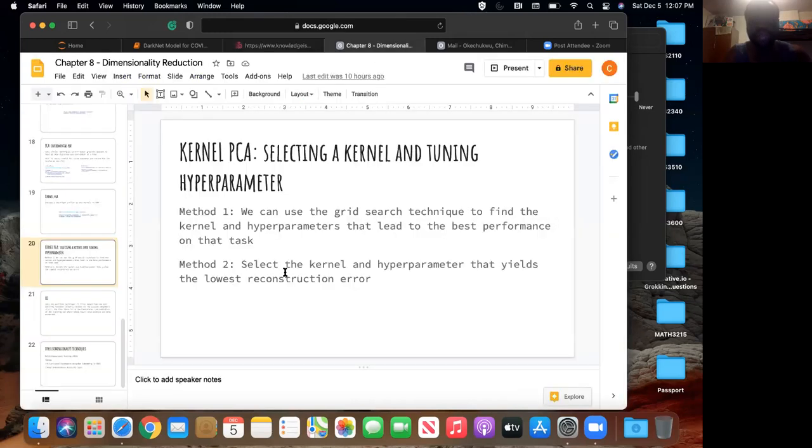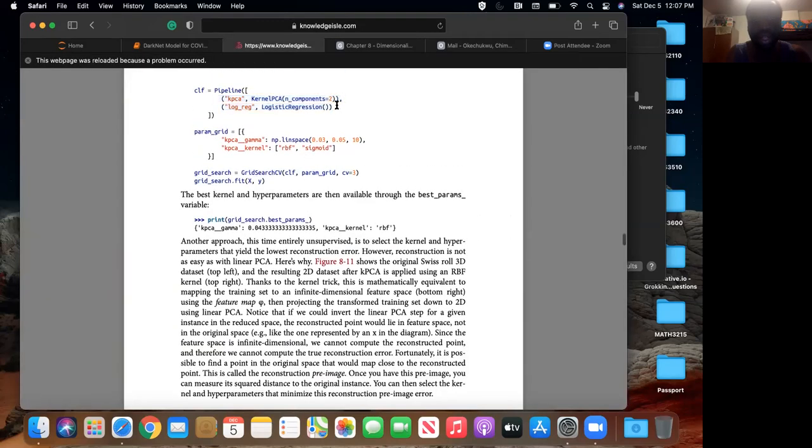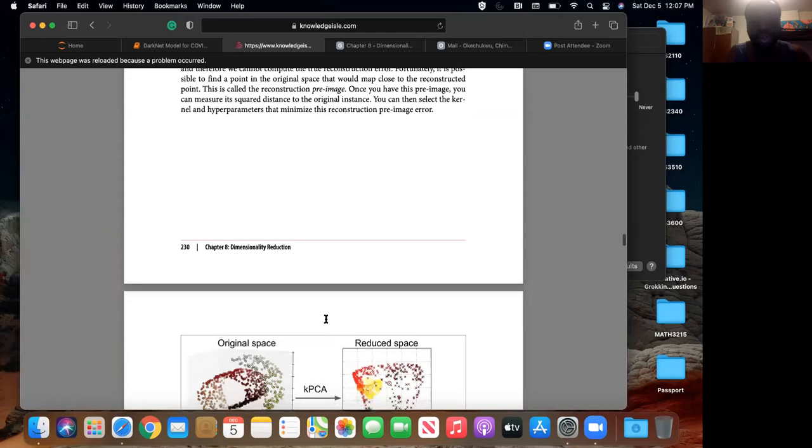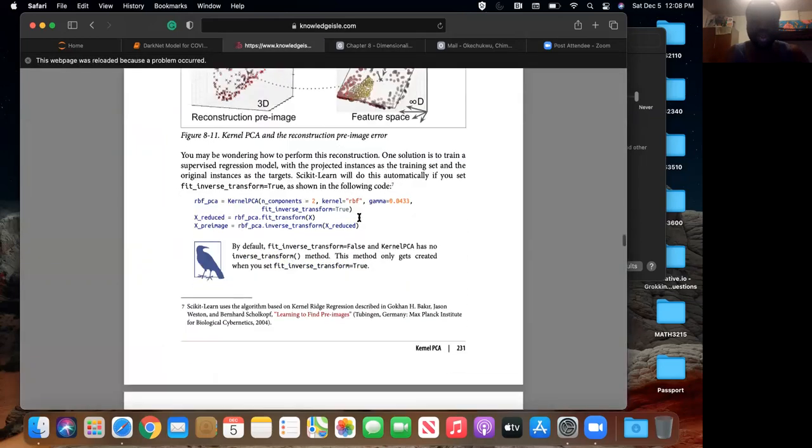The other method is basically just rather than use the logistic regression here, like they used here, you could also just look for the one that has the lowest reconstruction error. Remember, reconstruction error is when you do PCA, and then when you give it back, basically how different is the original from the basically undone PCA. Yeah, how different are those two? Those are sort of like the two methods that they try to use in this one.